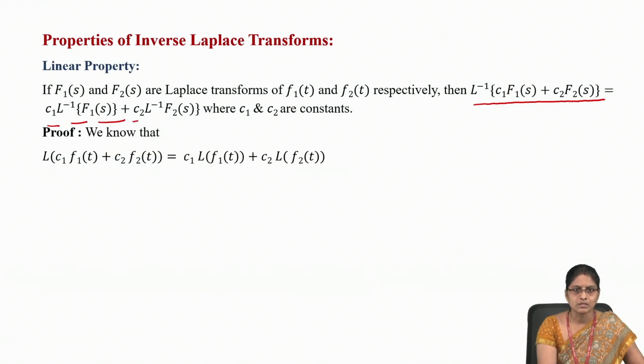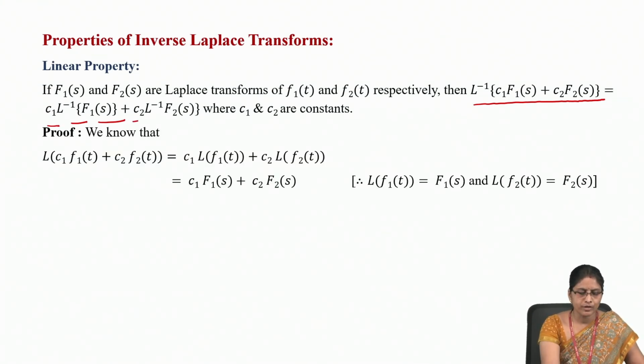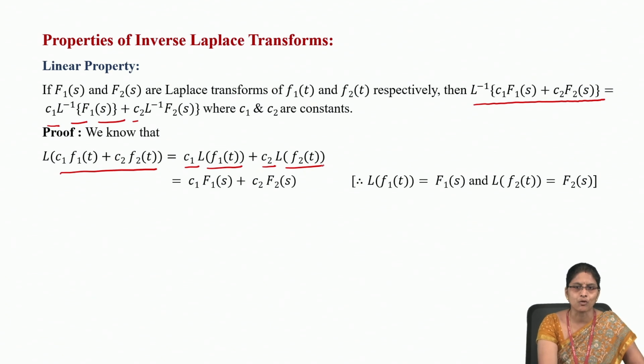We have to prove this linearity property theorem. We first take the linear combination c1 f1 of t plus c2 f2 of t and apply Laplace transform to this. Laplace transform of c1 f1 of t plus c2 f2 of t is equal to c1 Laplace transform of f1 of t plus c2 Laplace transform of f2 of t. Laplace transform of a function is F of s.